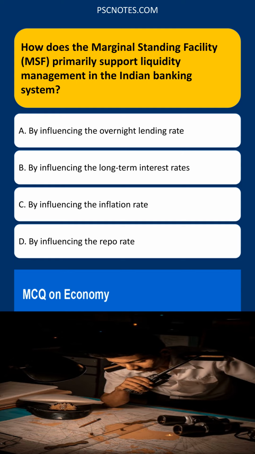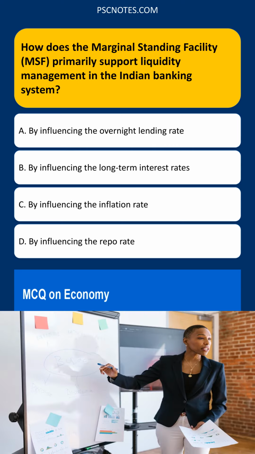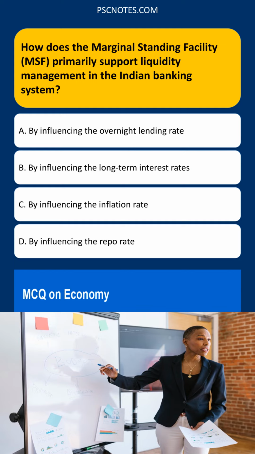Explanation. The Marginal Standing Facility, MSF, is a window available to scheduled commercial banks to borrow overnight funds from the Reserve Bank of India, RBI, against government securities. The MSF rate is typically higher than the repo rate. When banks face an acute shortage of liquidity, they turn to the MSF.